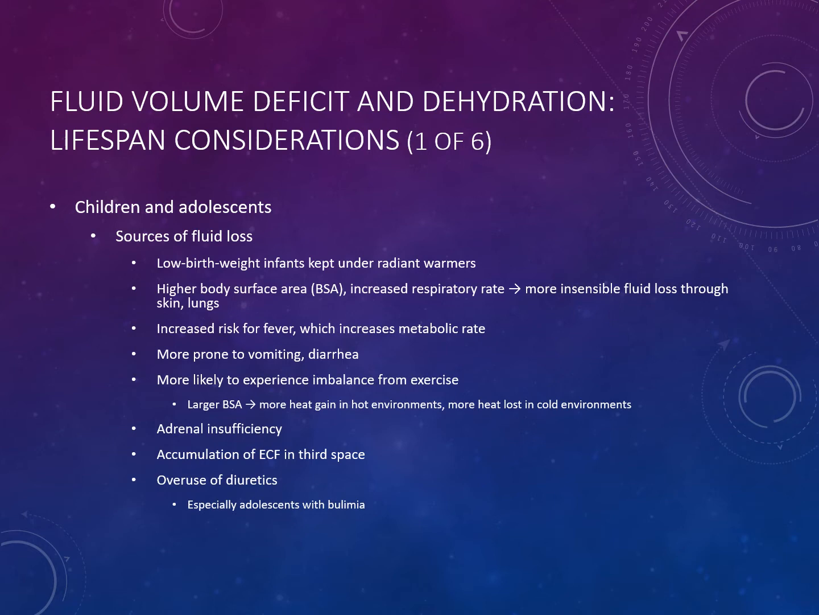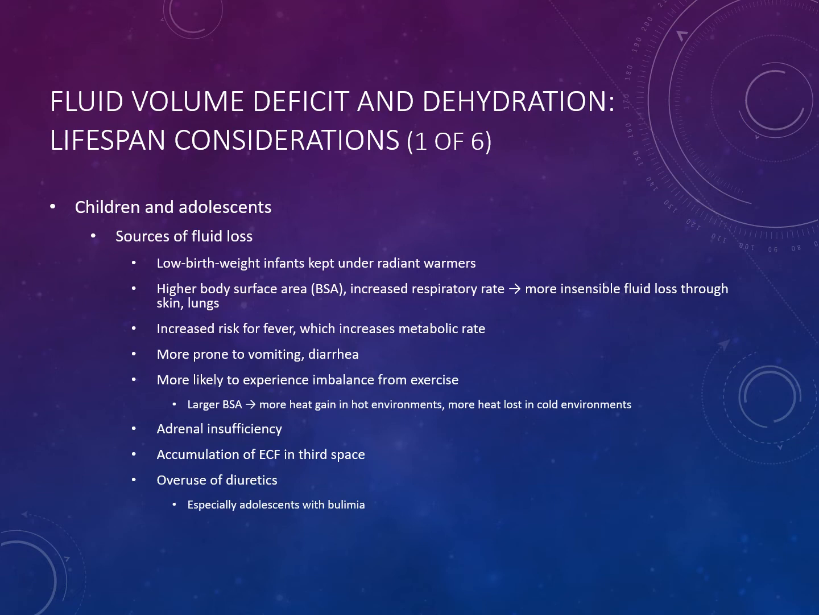The sources of fluid loss, which can be way quicker in a low birth weight infant, because they have to go under the warmers, and it causes perspiration. If you'll notice on the picture on page 382, the baby doesn't have any clothes on, and that's typically what you'll see. You put them under the warmers, and all they have on is the diaper. Higher body surface area, increased respiratory rate, more insensible fluid loss through the skin and lungs. Increased risk for fever because their body is still immature, so fever causes them to sweat, and that makes them more prone to losing fluid.